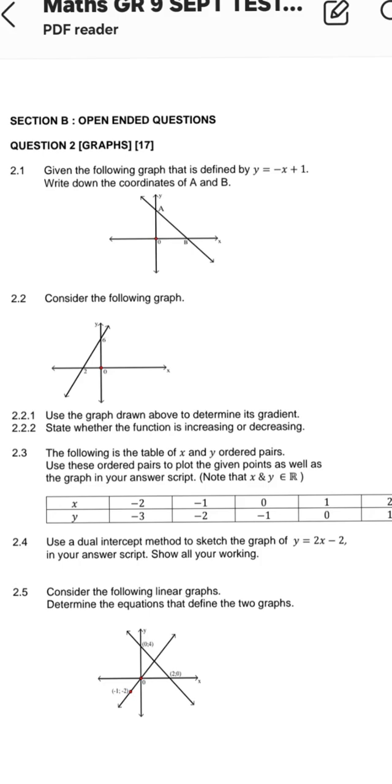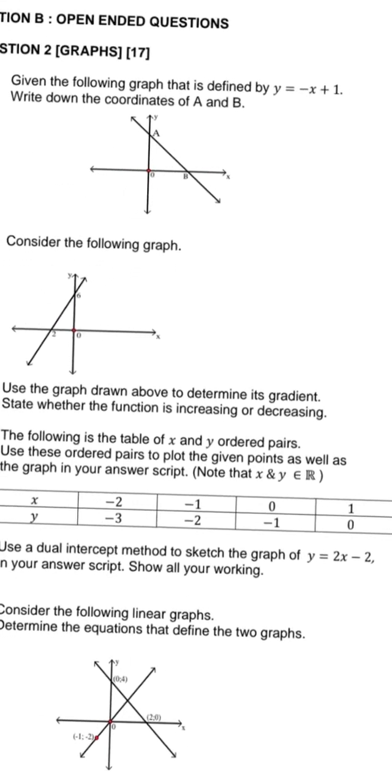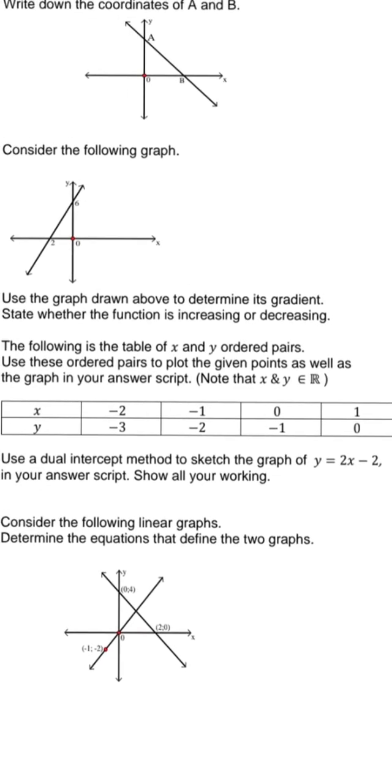Now look at 2.2. 2.2.1 says use the graph drawn above to determine its gradient. What's important here is being able to first know what are the coordinates of the points that you have there. You see the graph has a y-intercept of 6. You can see that. And then it also has an x-intercept of 2. If you write down the coordinates for the y-intercept, you have 0 and 6. If you write down the coordinates of the x-intercept, you have negative 2 and 0.